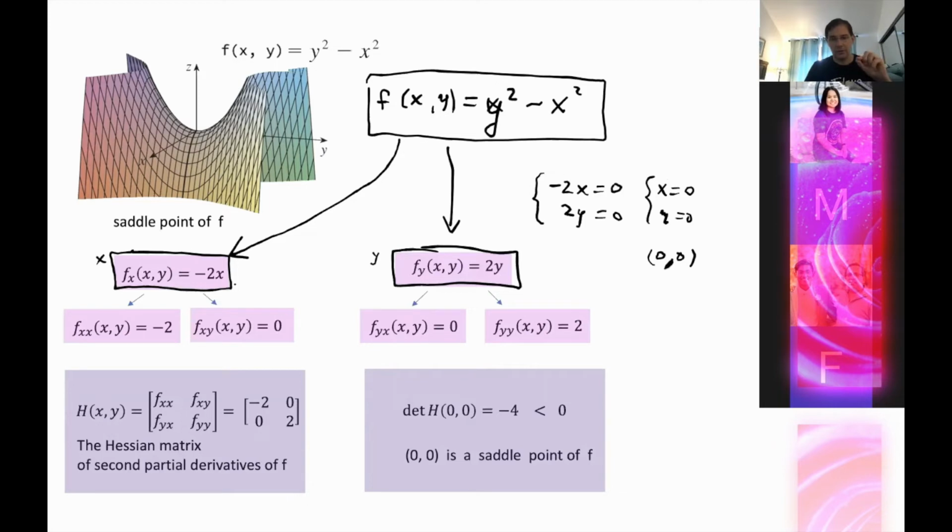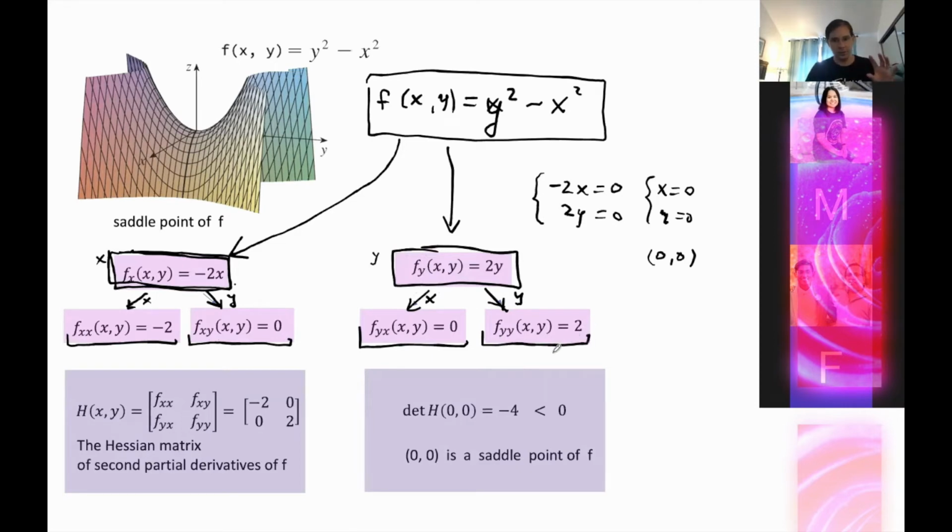We'll be testing this point because we would like to see what do we have at this point. Is it minimum, maximum, or a saddle point? To do this, let's compute the second derivatives. So take this function fx, and compute the x derivative of this function as well as the y derivative of this function. That will give me the function fxx, which is -2, and that will give me the function fyx, which is 0. The same thing, take this function fy, and let's compute the x derivative of this function as well as the y derivative of this function. That will give me fxy, which is 0, and fyy, which is 2.